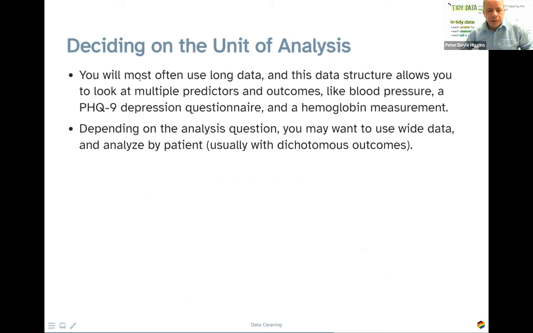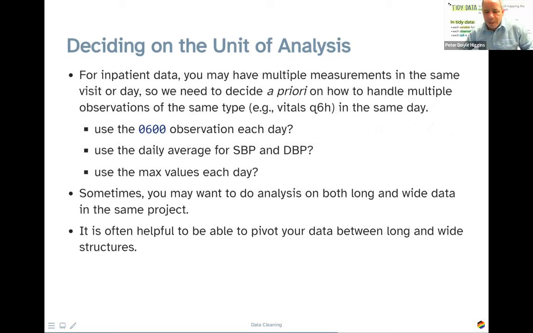Deciding on the unit of analysis, it's actually pretty common and most common to use long data. And this data structure allows you to look at multiple predictors and outcomes at multiple measurements, like blood pressure, a PHQ-9 depression questionnaire, or a hemoglobin measurement. Depending on the analysis question, you may want to use wide data and analyze by patient, more often with dichotomous outcomes. For inpatient data, that gets a little complicated because you'll have multiple measurements in the same visit or day.